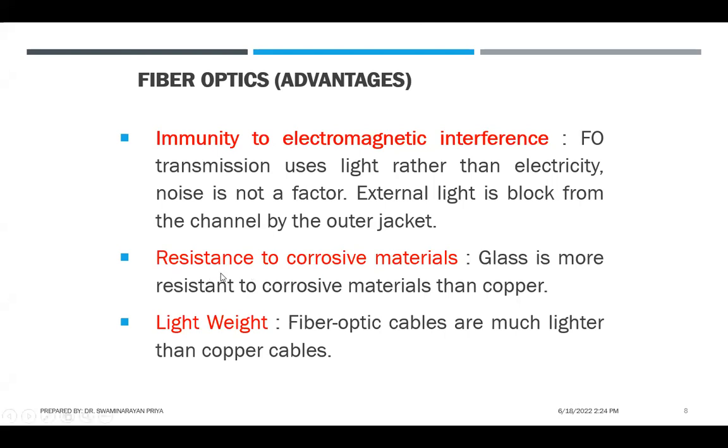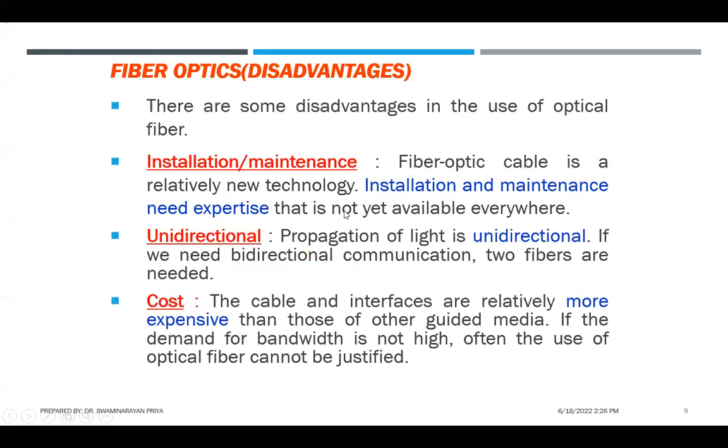Now the next benefit: resistance to corrosive materials. Corrosion always affects copper, right? But here we are using glass or plastic, so it is more resistant to corrosive materials. Now, lightweight. Fiber optics cable is very lightweight compared to copper cables. So these are the benefits of fiber optics cable.